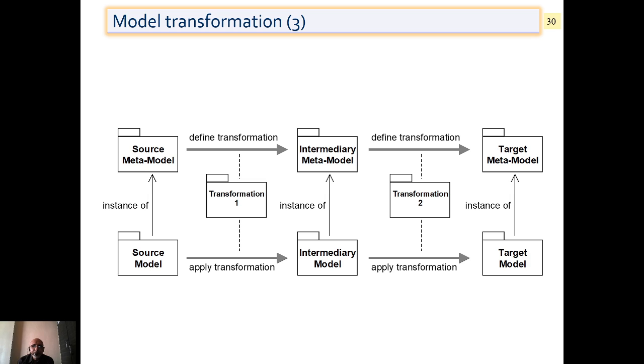Next, you can have this migration by doing the definition of transformations, creating intermediary meta models, and multiple times you do the transformation till you reach the target model, isn't it? So multiple transformations are there. It's not the case that you will be transforming only once and your job is over.